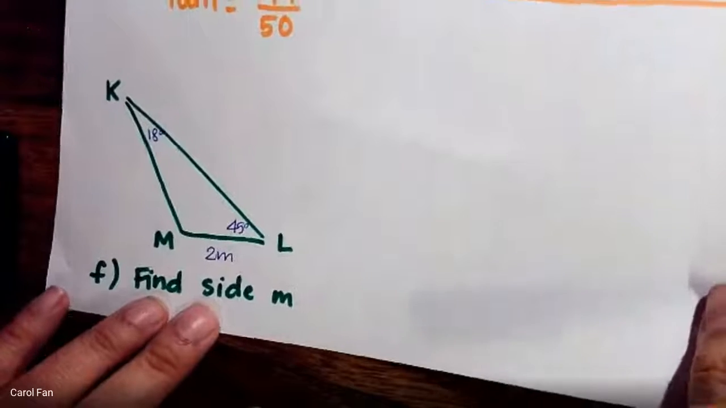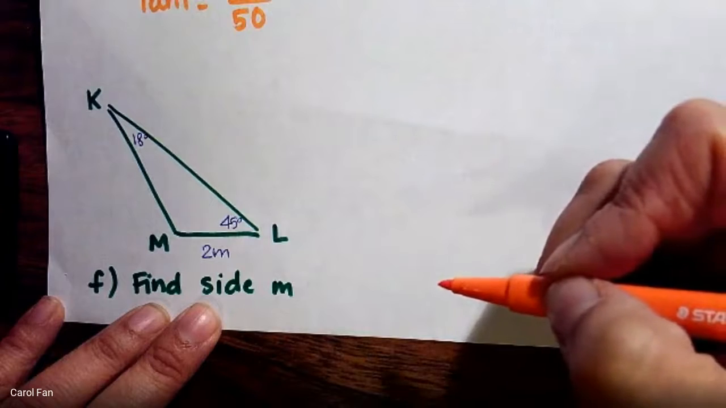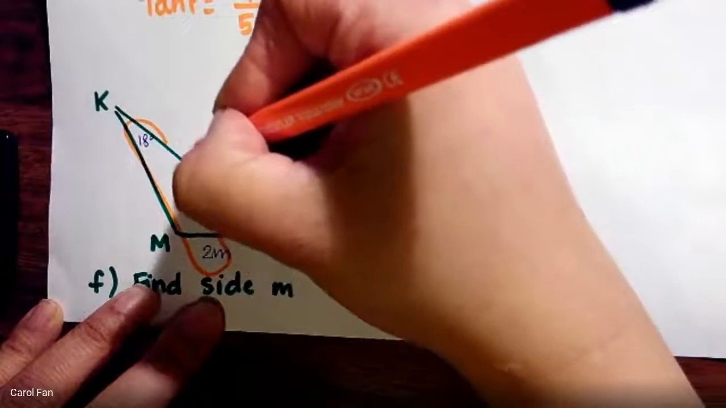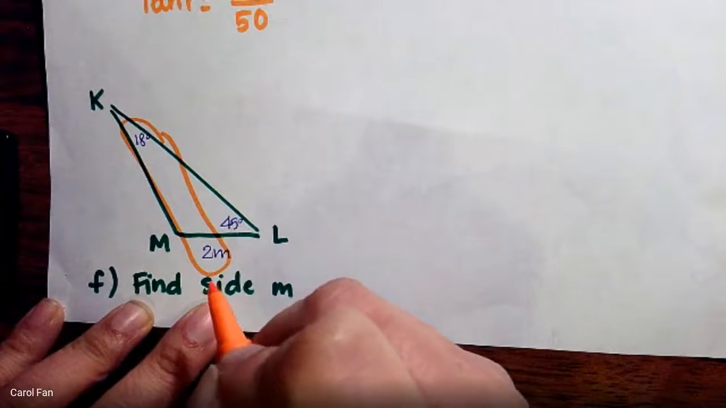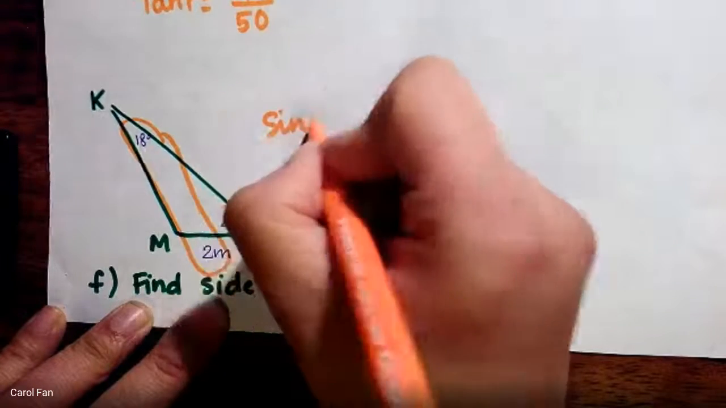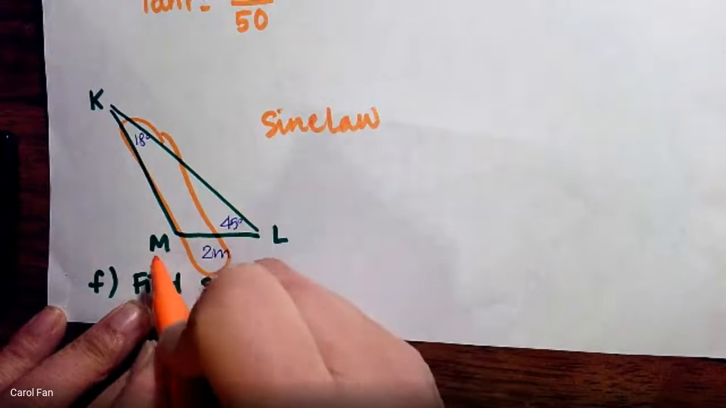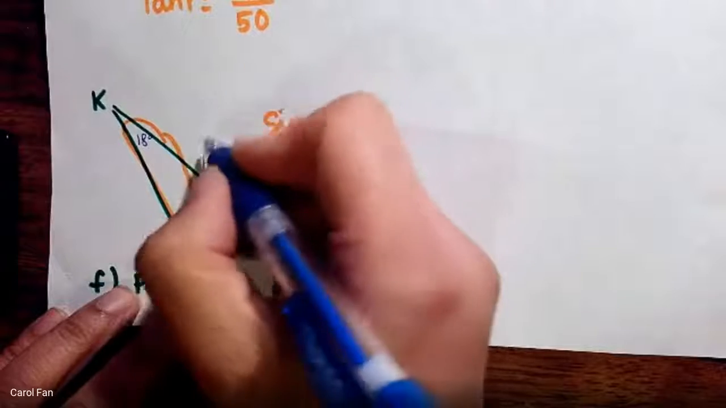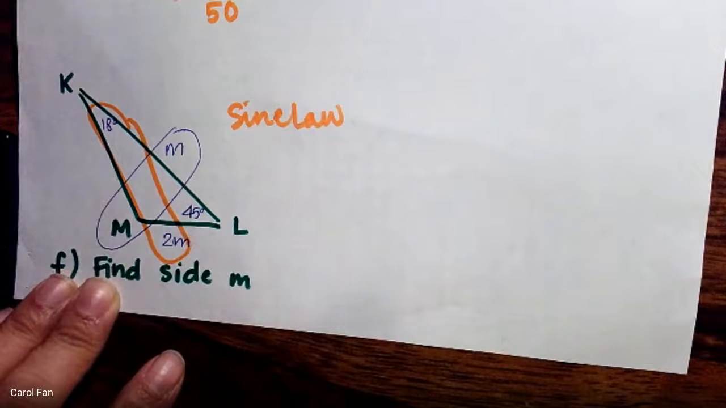Okay, our last question here. We're asked to find side M. Side M, I have one complete side angle pair. That means that I know this is going to be the sine law. However, the problem is I don't have anything by way of m. This is the pair that I'm interested in, but I don't have angle m yet.